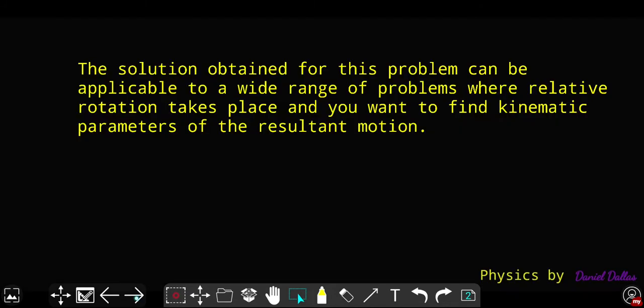But before, we're going to go through the Euler formula, and I also want to mention that the solution obtained for this problem can be very useful in a similar class of problems when you would like to combine several types of motions, probably translational with rotational, and you want to see what the resultant motion looks like, and you also care about the kinematic parameters of the resultant motion. It's all about that. Before we go through it, I just want to remind you of a very interesting formula, the Euler formula, that's related to the vector.